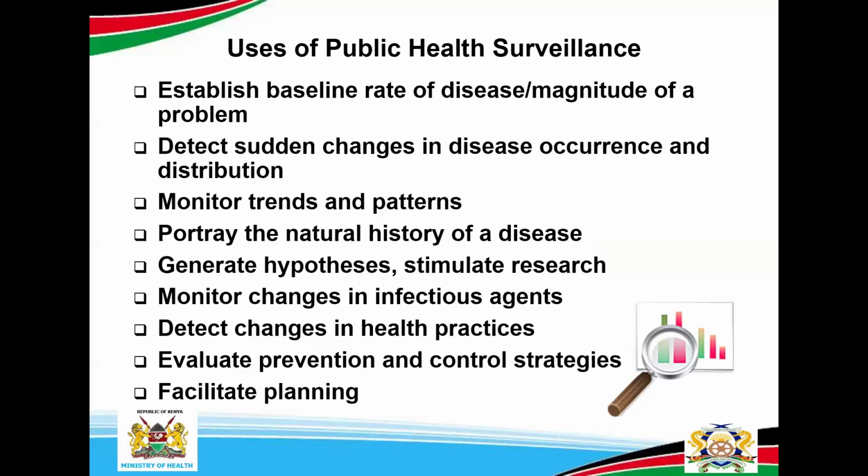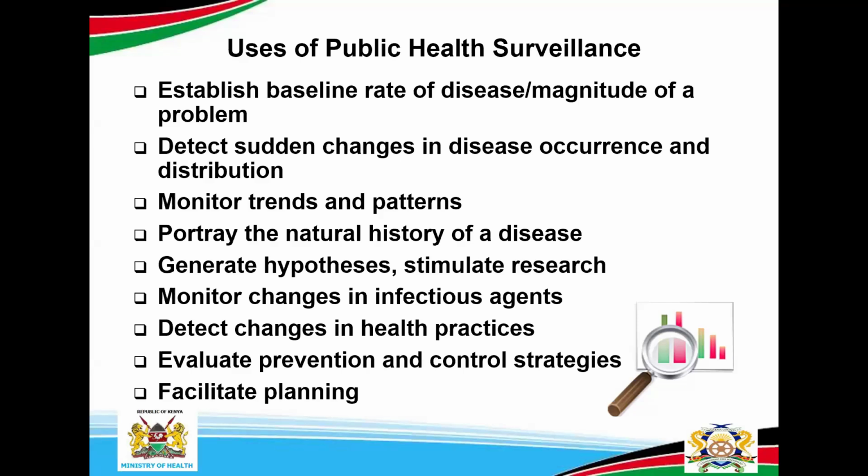So what are the uses of public health surveillance? In summary, the use is to establish a baseline rate of disease, or to know the magnitude of a problem in the community. As I've said, surveillance is ongoing, systematic, routine data collection. When you do routine data collection, you get to know, for example, that during the rainy season between April, we expect to have 300 malaria cases in this facility. So you know your baseline rate of diseases, or you know the magnitude, how rampant this problem is in the community.